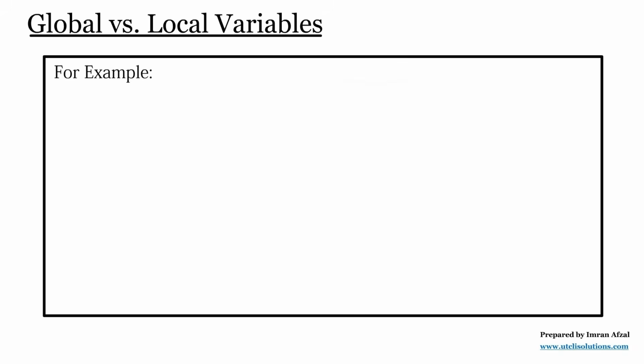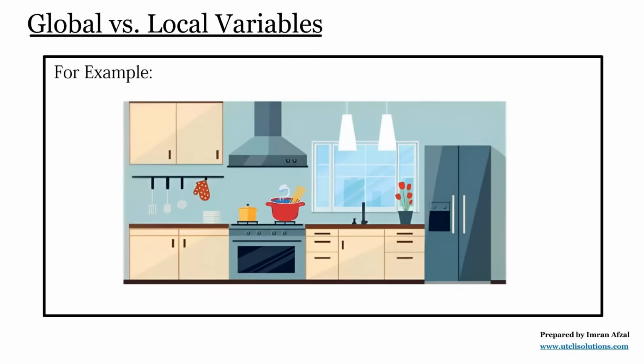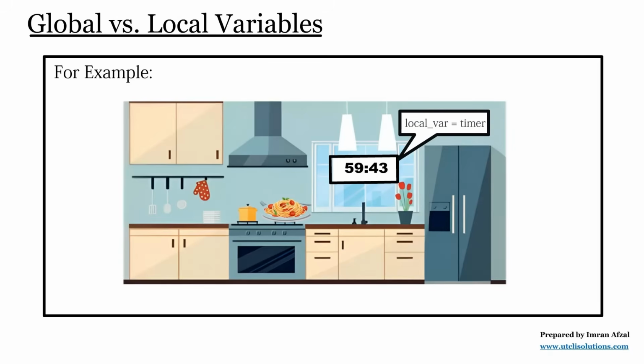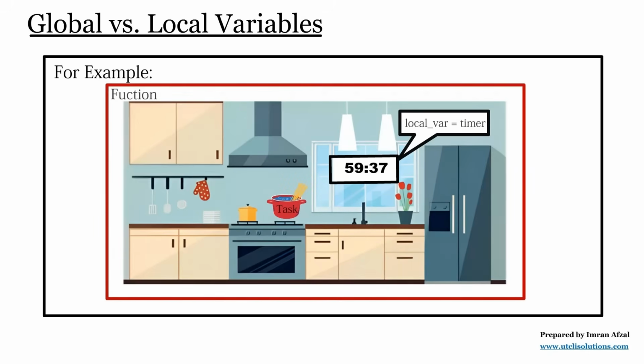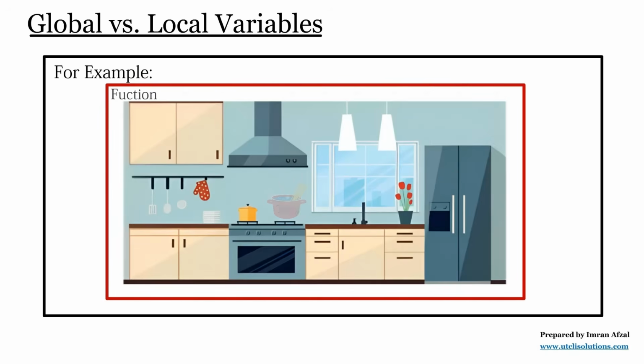For example, think about cooking pasta. While boiling the pasta, you use a timer to check the cooking time, right? Most people do. The timer is only used for this specific task and has no role or value after the pasta is cooked and ready. Similarly, a local variable in Python is like a timer. It is created and used only for that specific task inside a function and is discarded once the task is done.